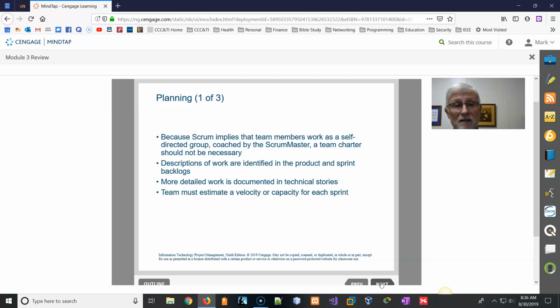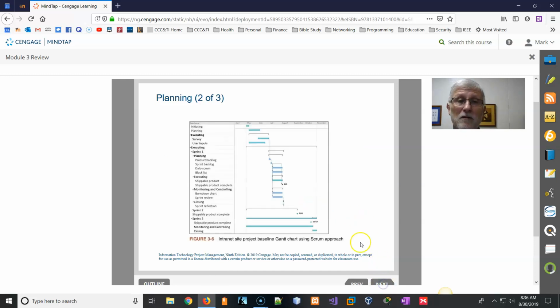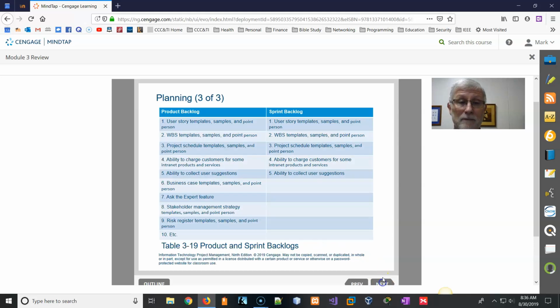Then the team must estimate the velocity. How fast is each sprint going to take? So here you get a Gantt chart using the Scrum approach. Now you can see smaller activities. Even though my project duration may be the same, I've got a whole lot more: sprint 1, sprint 2, sprint 3. I've got a whole lot more activities before I get back to the closing of the project.